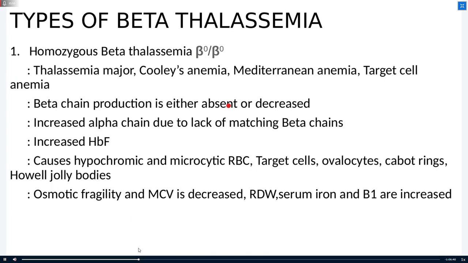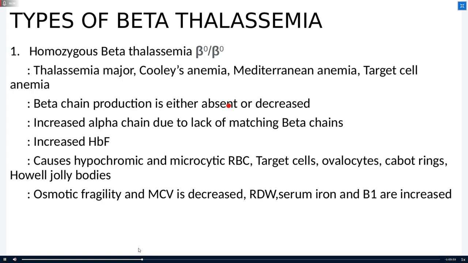Beta thalassemia. Now, this is also known as your thalassemia major, Cooley's anemia, Mediterranean anemia, and target cell anemia. So, this is wherein beta chain production is either absent or decreased. There is increased alpha chain due to the lack of matching beta chains. Increased fetal hemoglobin. Causes hypochromic and microcytic RBC, target cells, ovalocytes, Cabot rings, and Howell-Jolly bodies. Osmotic fragility and MCV is decreased.